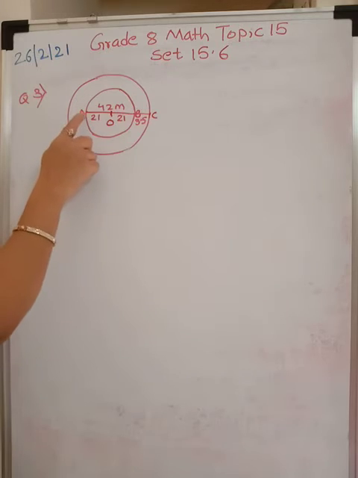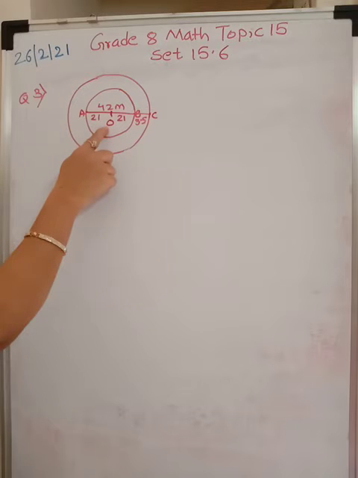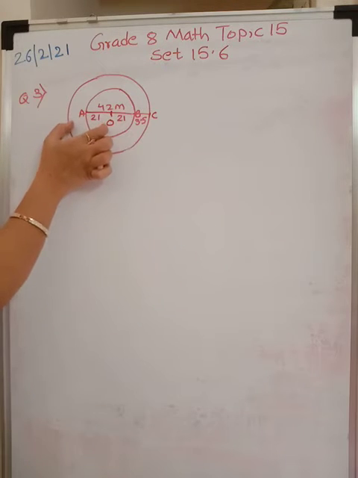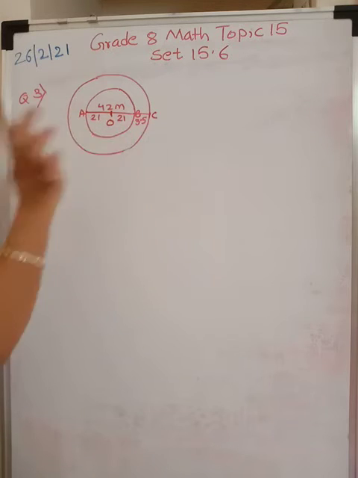So the diameter is from A to B. This is 42 meters. So if O is the center, then AO is the radius, which is half of the diameter. And therefore I have taken AO as 21 and OB is also 21. So AB throughout becomes 42.